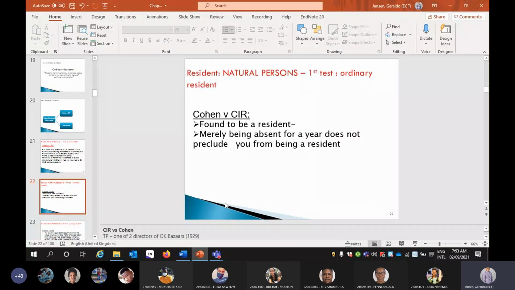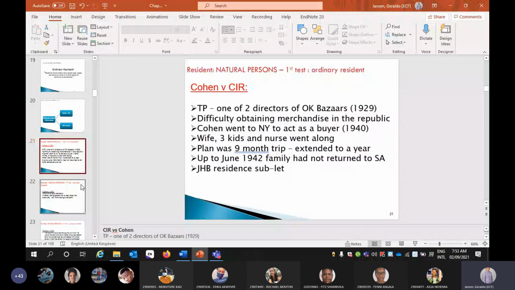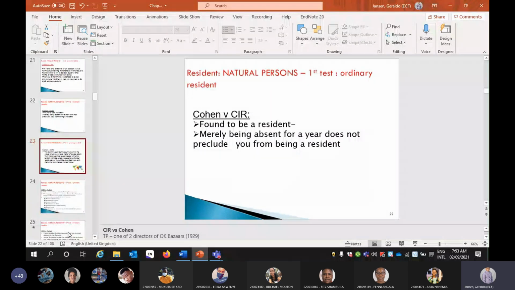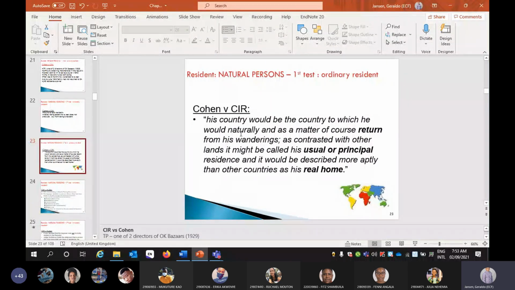So Mr. Cohen was found to be a resident, and therefore he had to include that rental income in his gross income, and he had to pay tax on it. It was also found in that court case that his country would be the country to which he would normally or naturally, and as a matter of course, return from his wanderings. As contrasted with other lands, it might be called his usual or principal residence, and it would be described more aptly than other countries as his real home.